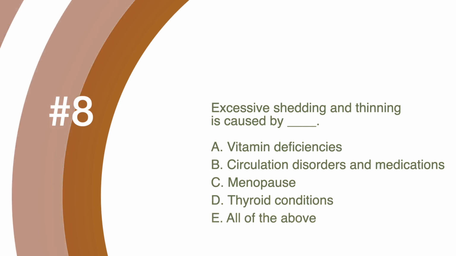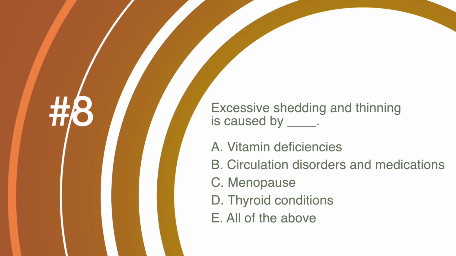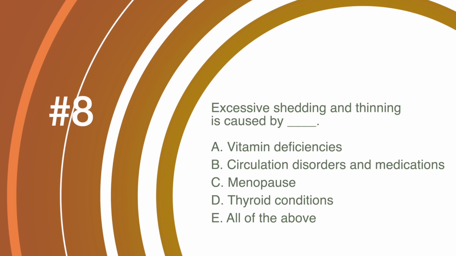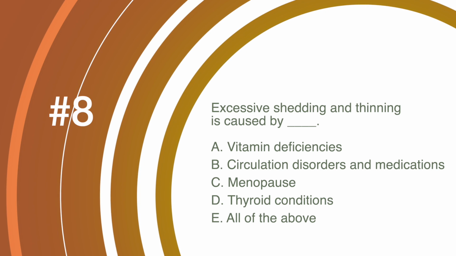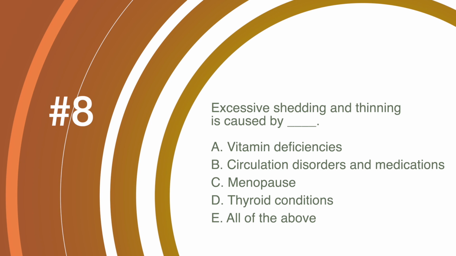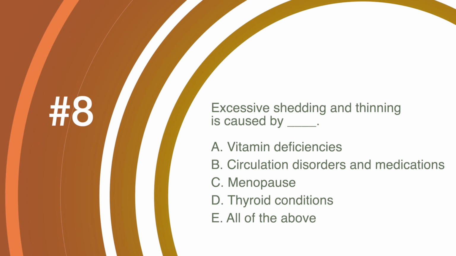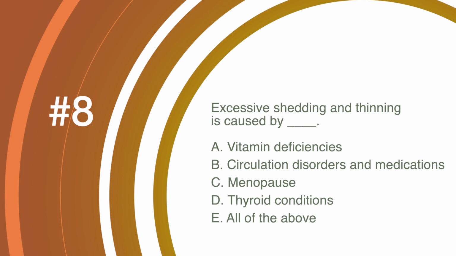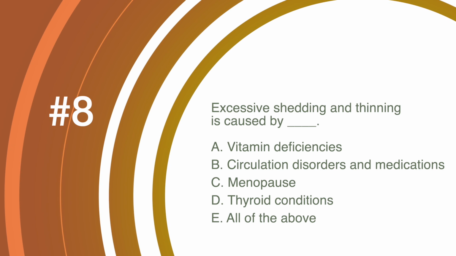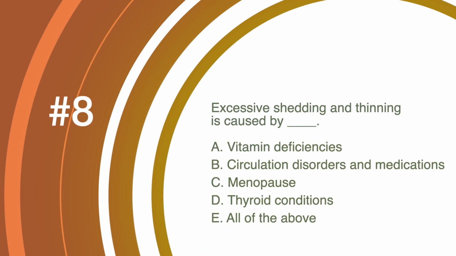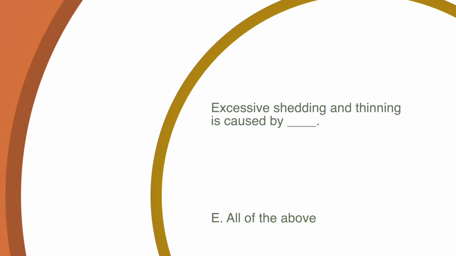Excessive shedding and thinning is caused by A, vitamin deficiency such as iron and vitamin D, B, circulation disorders and medications, for example, high blood pressure, C, menopause, D, thyroid conditions, or E, all of the above. The answer is E, all of the above. Please stop searching for growth pills and concoctions that will not solve your health issues and go to the doctor. Get your annual physical, get the blood work done, take care of yourself.